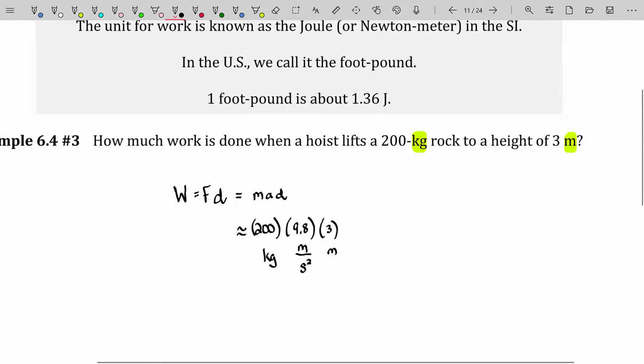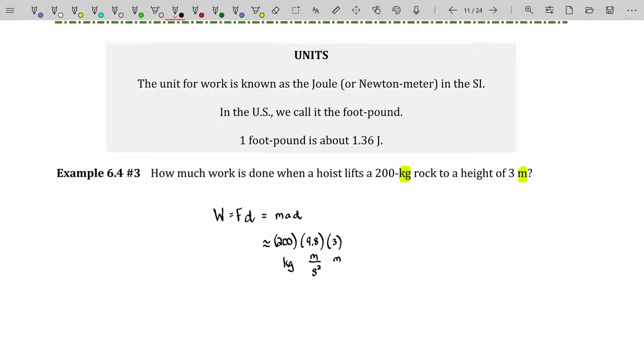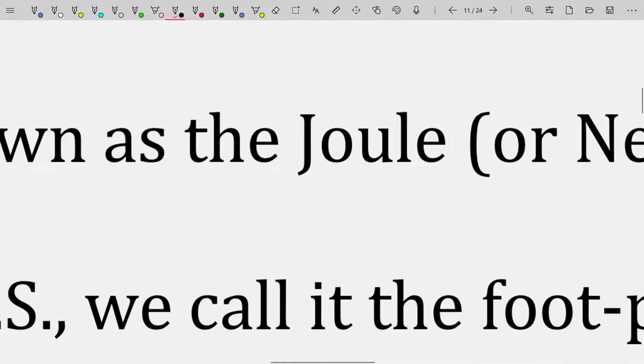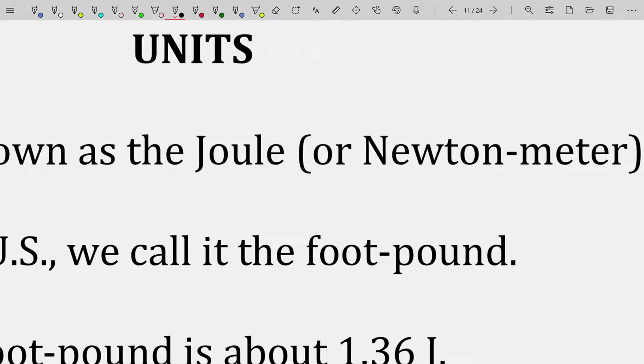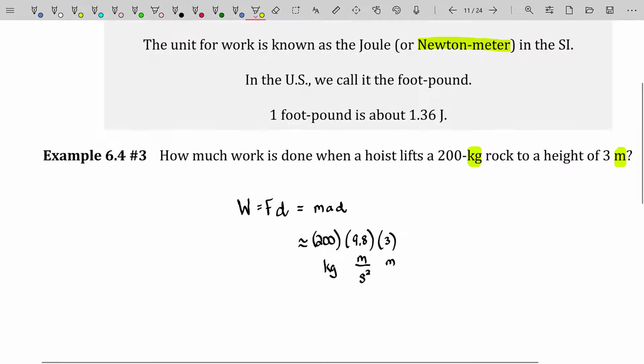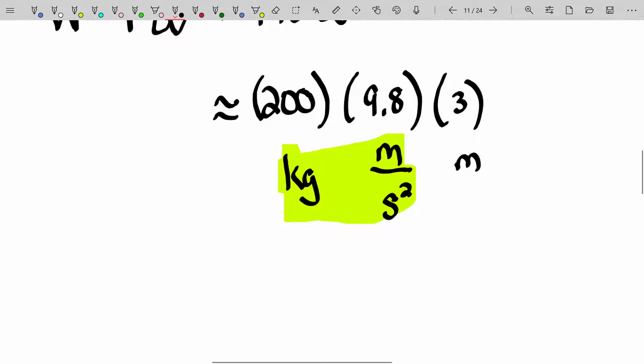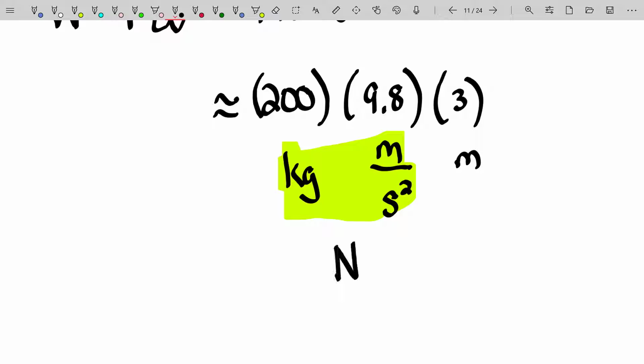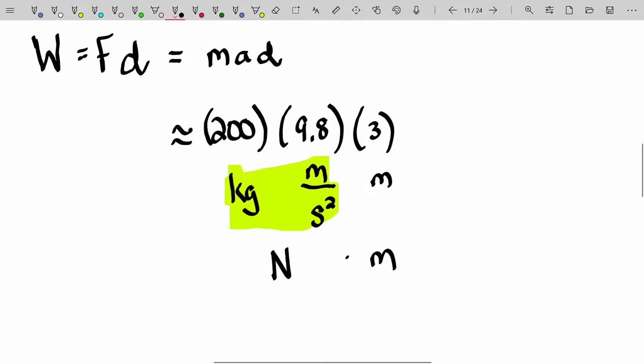Now remember, the unit for work in the metric system is known as the joule, but it's actually also the Newton meter. And that's going to be helpful here because that is actually the same as saying a Newton. So this is going to be Newton and that is a meter. So this is Newton meters. So our result here will be in Newton meters or joules. In any case, this value is going to be 5,880, again, joules or Newton meters if you want to write it that way.